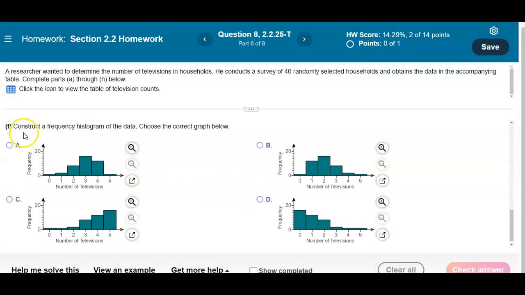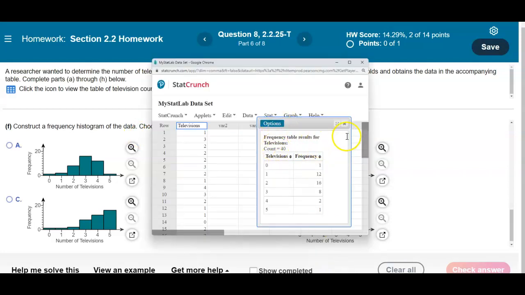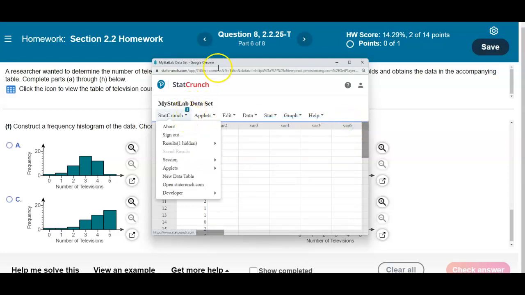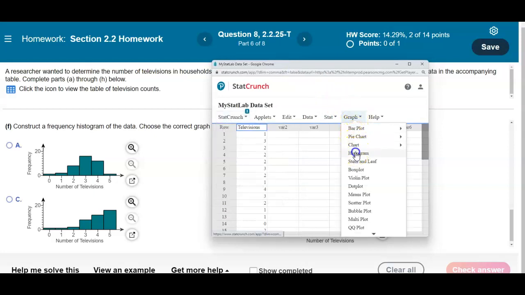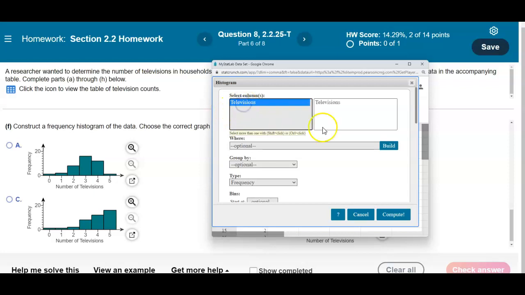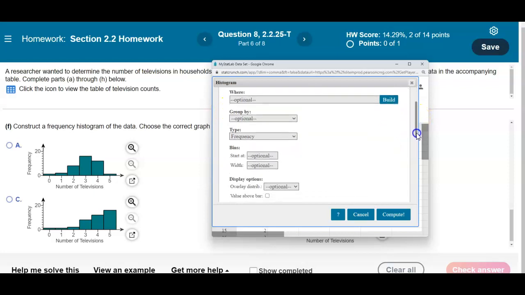Okay, now what we want to do is construct a frequency histogram of the data and then choose the correct graph below. So let's go ahead and do this on StatCrunch. Okay, so here we already have our frequency table, so we can go ahead and move that over. Now we want to create a frequency histogram. So I'm going to select graph and then go down to histogram, and then I'm going to select televisions. Okay, now down here this is optional, but here we want the frequency, because you want a frequency histogram. We're going to start at 0 because that's where it's located here. We have a 0. So I'm going to put it start at 0. And then I'm just going to put in a bin width of 1.